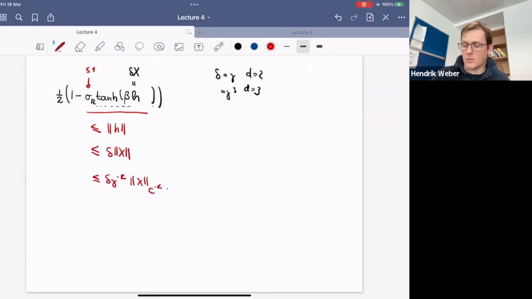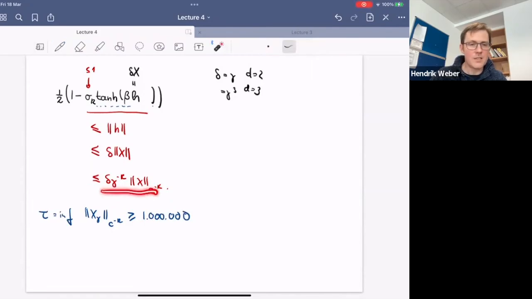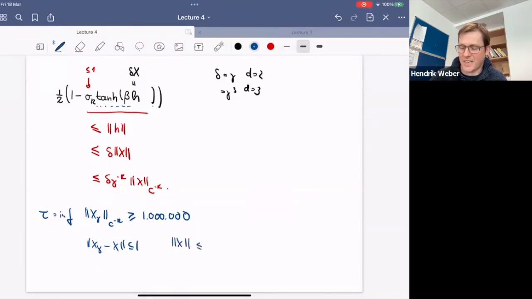Okay, and now what you can do is this typical argument where you use stability of the limit in order to deduce something for the approximation. You'd say tau is the first time that x gamma in this negative Besov norm is bigger than say 10,000 or 1,000,000. And clearly before that stopping time, you have this deterministic bound here. And then you prove that up to that stopping time, x gamma minus the limit is actually bounded by 1. But the limit is, by some limiting argument, bounded by whatever, say 10. So hence your stopping time hasn't happened. That's roughly how the argument goes.